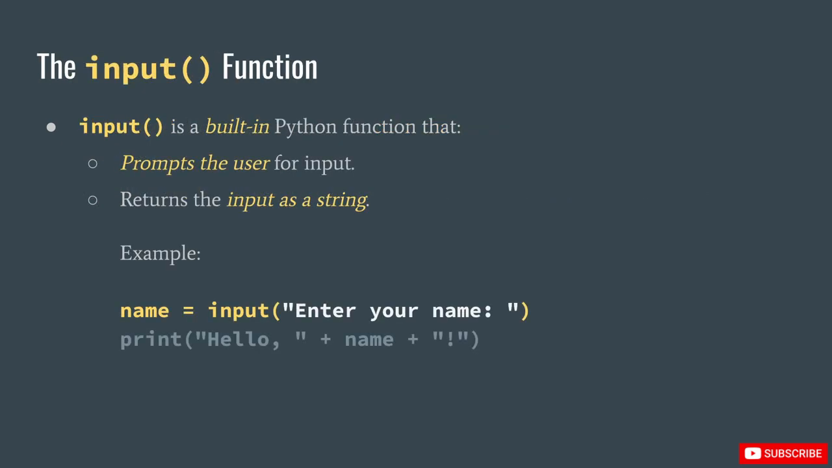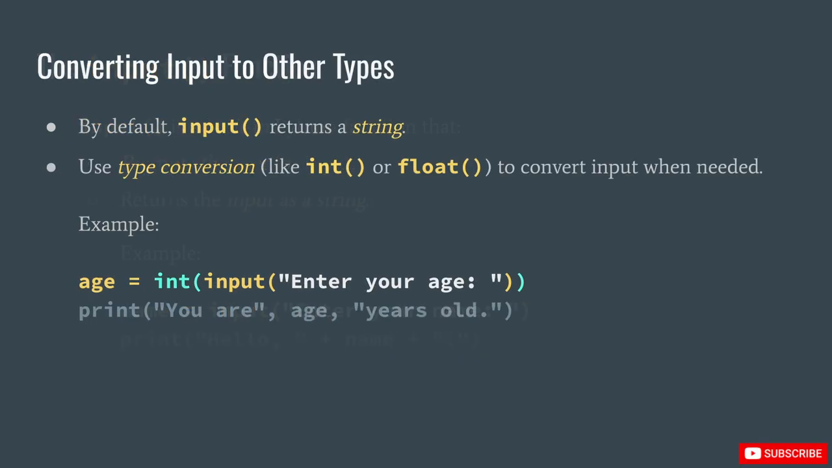The input function is a built-in Python function that prompts the user for input and returns the entered data as a string. You can use this function to capture information like a user's name, for example. By default, the input function returns data as a string. When expecting numerical values, you need to convert it to the desired type, such as integer or float.